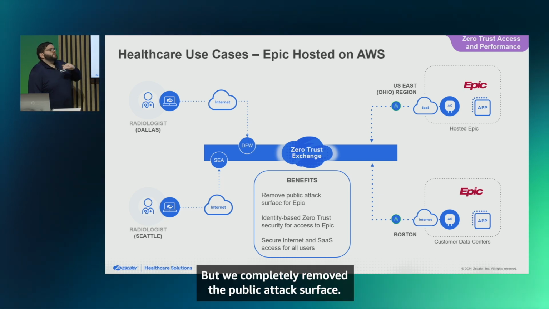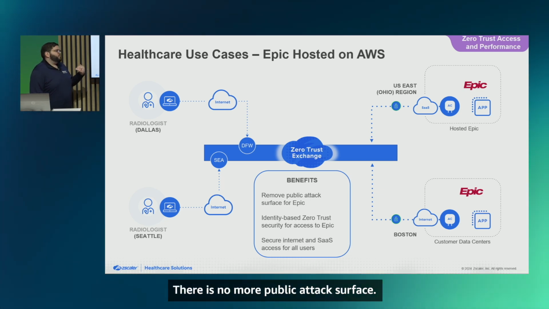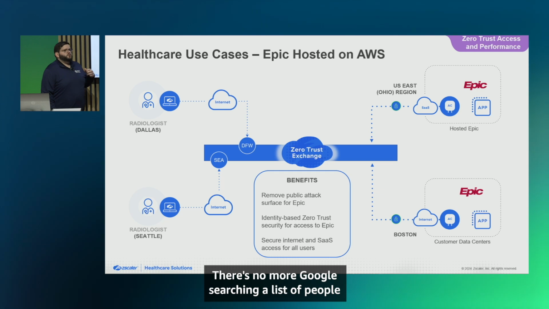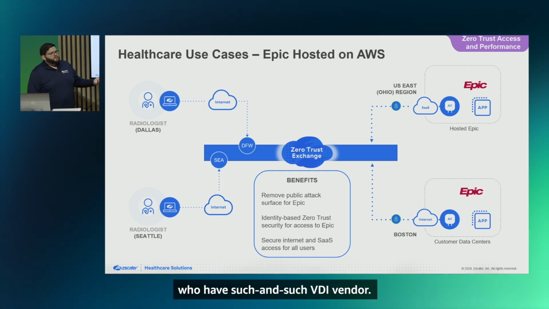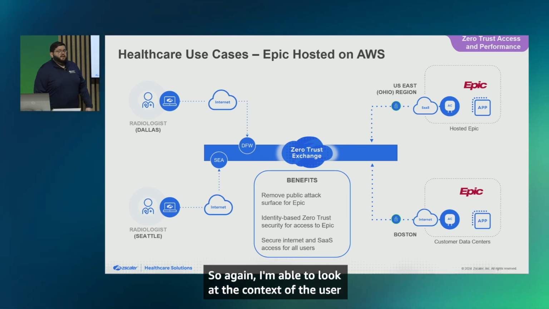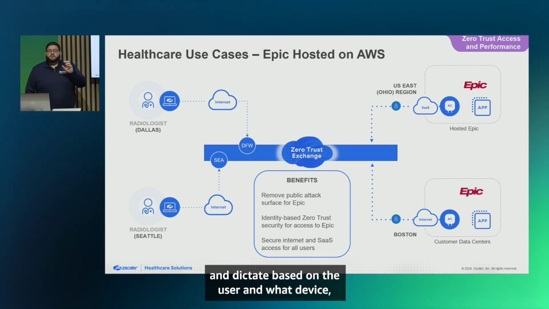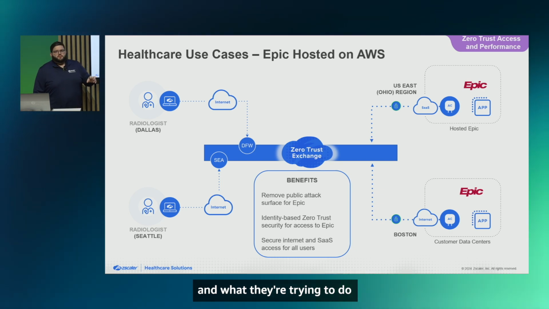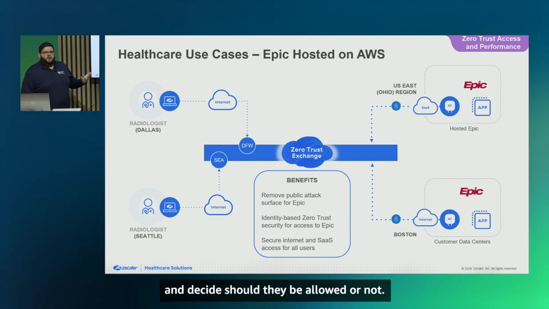But we completely remove the public attack surface. There is no more public attack surface. There's no more Google searching a list of people who have such and such VDI vendor. And now it's all identity based too, right? So again, I'm able to look at the context of the user and dictate based on the user and what device and what they're trying to do and decide should they be allowed or not.